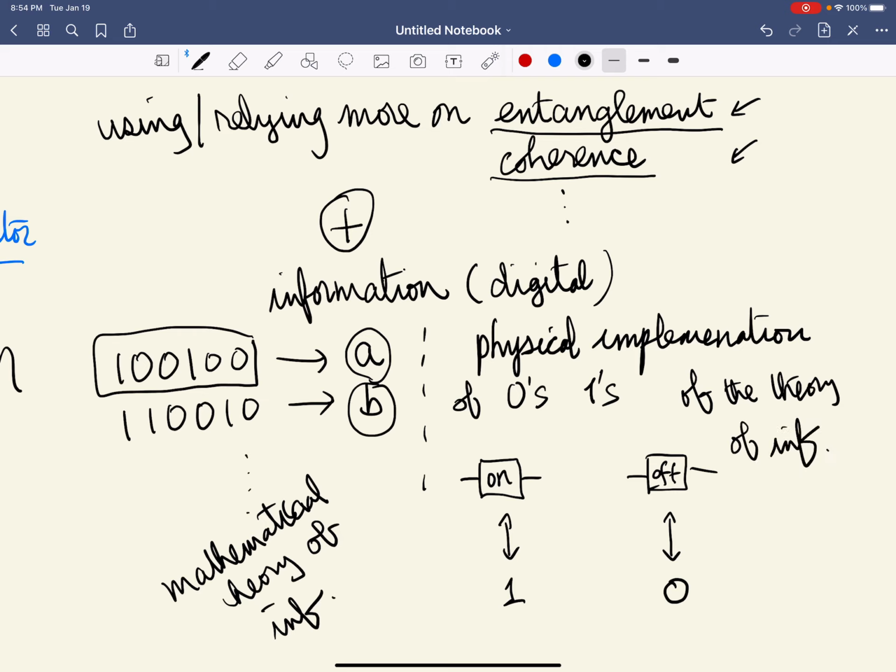Okay, so of course we need both of these, both the physical implementation and the mathematical theory behind such information sciences in order to come up with something that we call the computers, or in general digital information and the entire civilization built on such digital information technology.